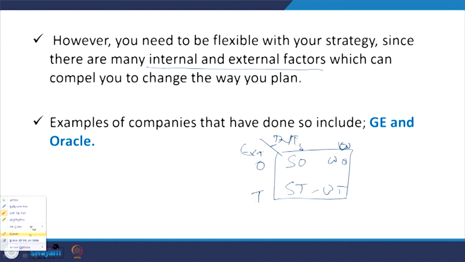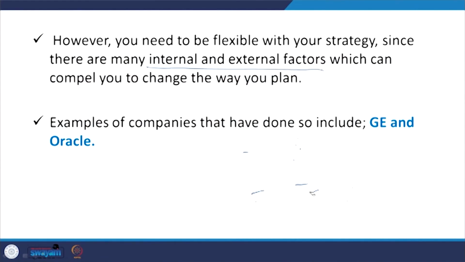Therefore it becomes very important how you are going to change. Flexibility. You are supposed to be flexible. That has to be done, so include GE and Oracle, and therefore you will find these are the companies which are going with these different types of changes.